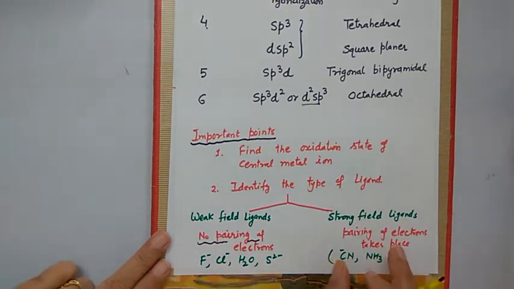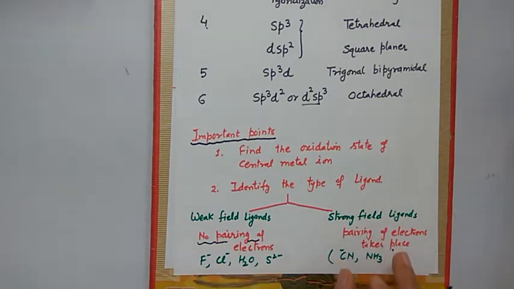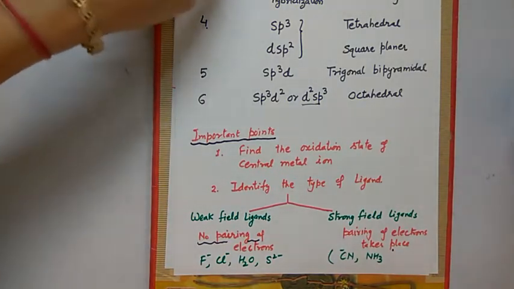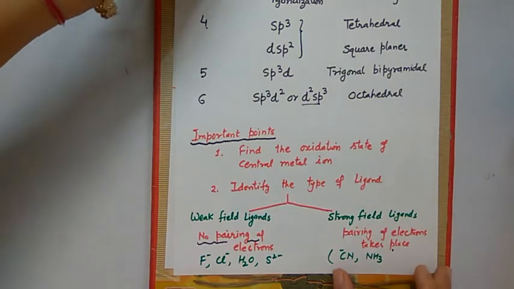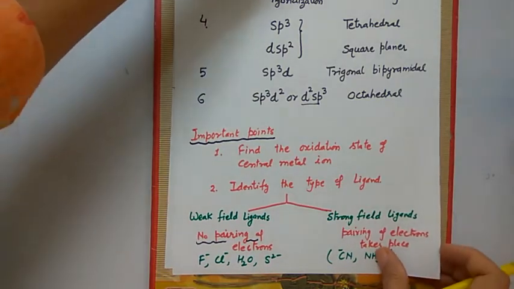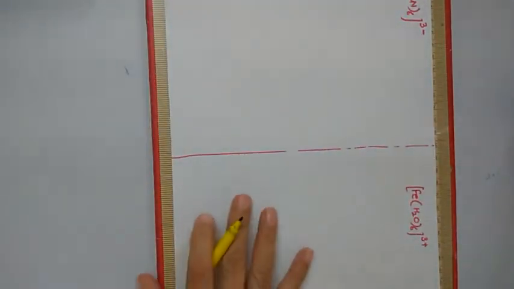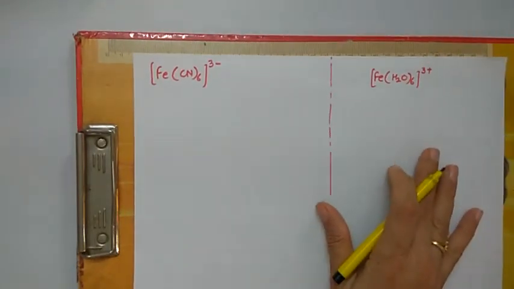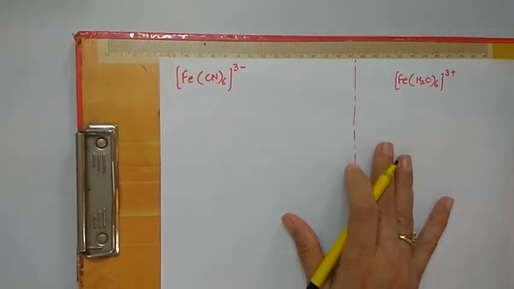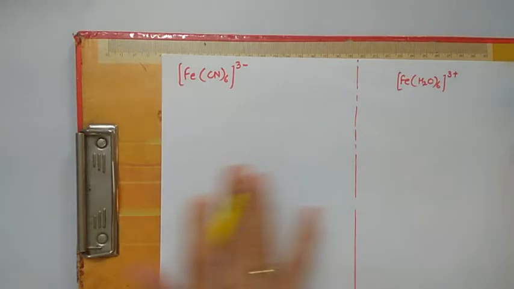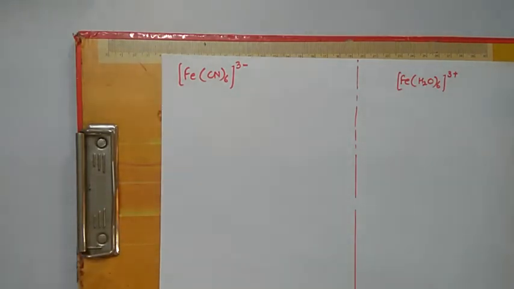So now I will explain the bonding in coordination complexes on the basis of valence bond theory in a very simple and easy way. You will be able to do it in 3-4 steps. So let us take two examples. Let us do the bonding in case of [Fe(CN)6]3-. Clear? So let us start.